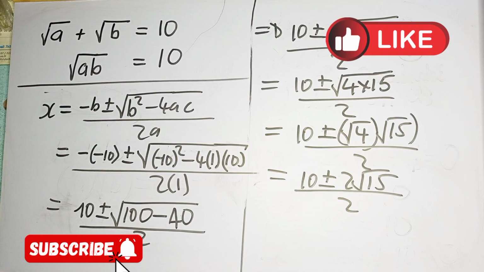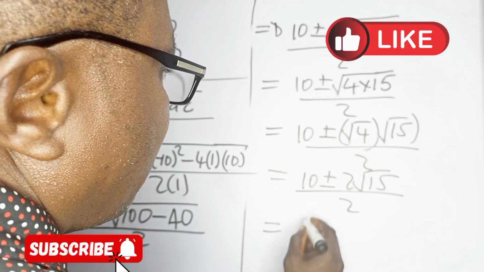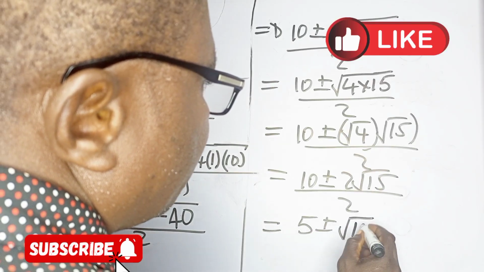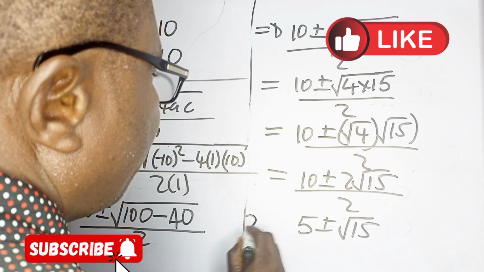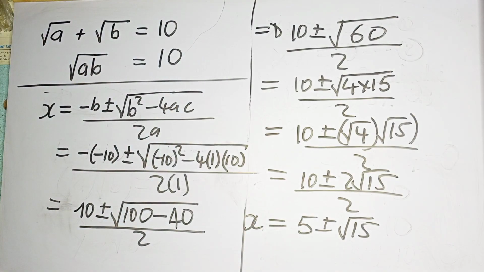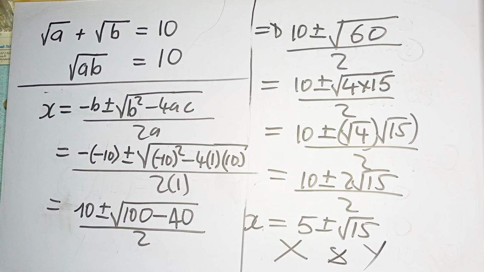Now 2 is common to the numerator and the denominator. So we simplify it to 10 divided by 2, which is 5, and 2 divided by 2 is 1. So the values of small x are 5 plus or minus root 15. Those are the two roots of that quadratic equation that we formed. And these two roots are valid for both capital X and capital Y.